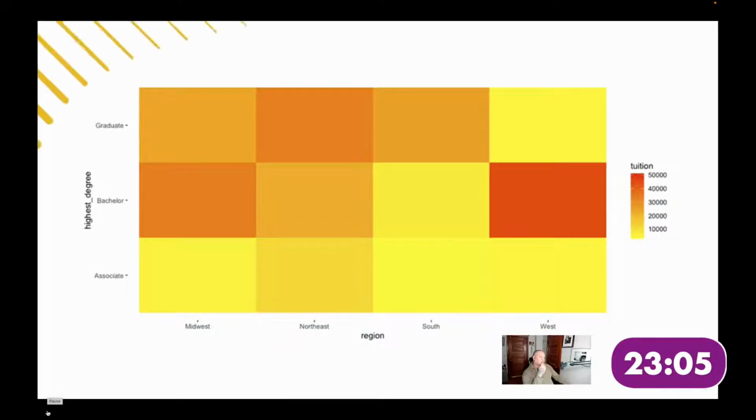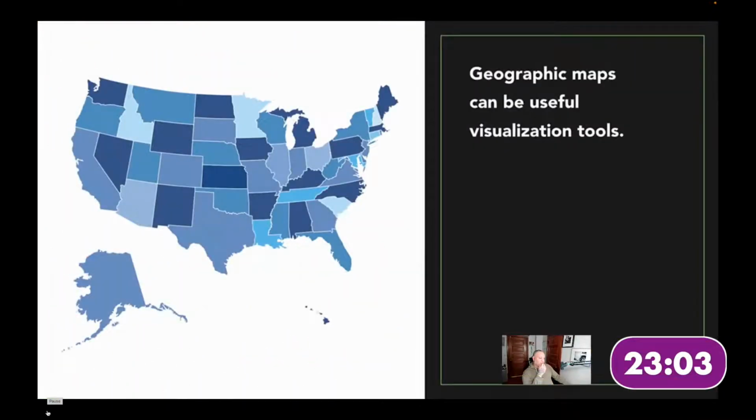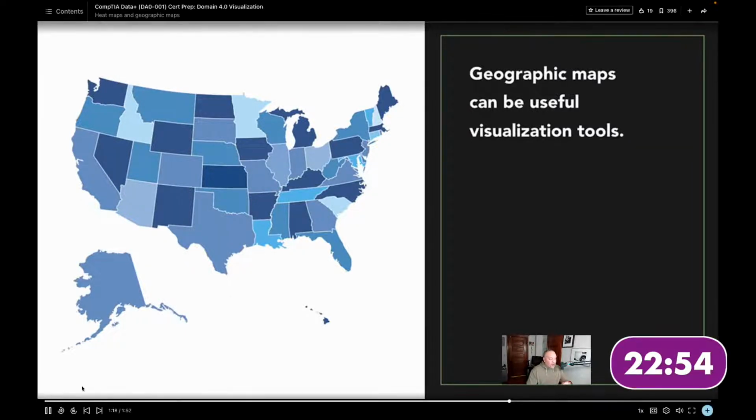Sometimes we can build an interesting analysis by incorporating geographic maps into our analyses. This is especially helpful when the consumers of our analysis are familiar with the geographic region.